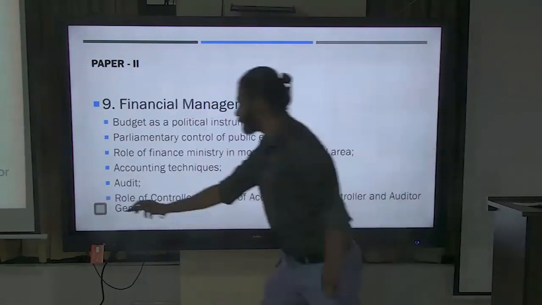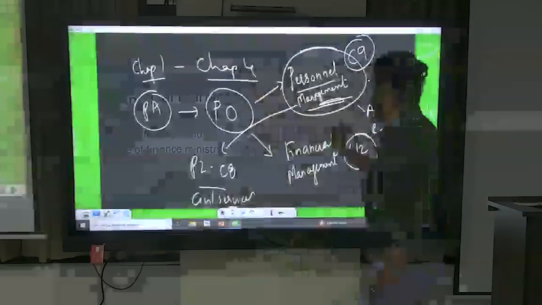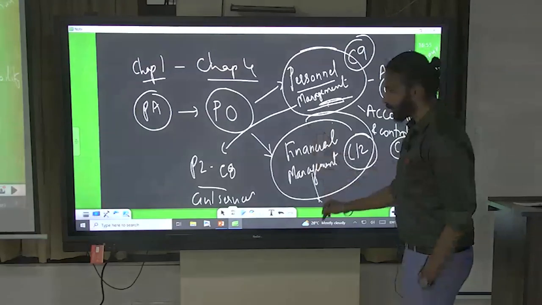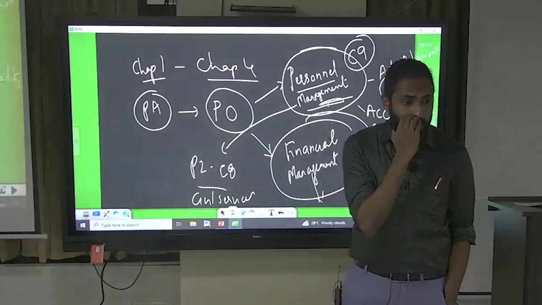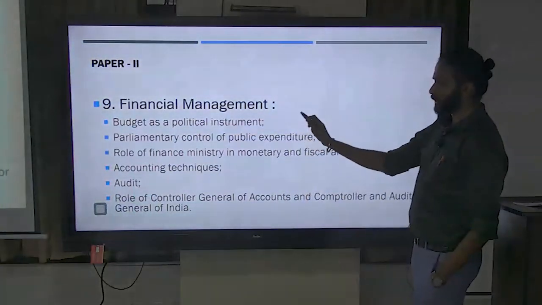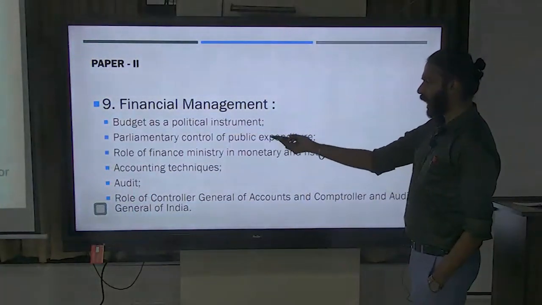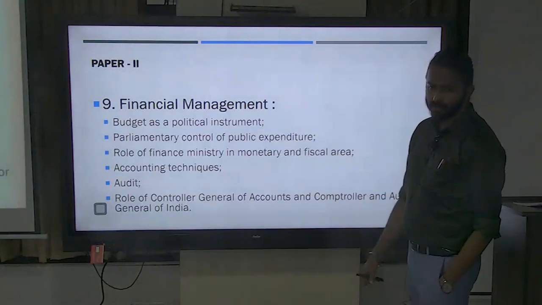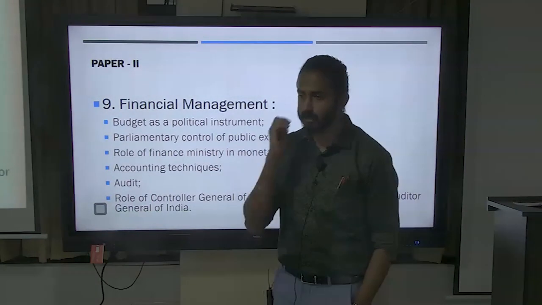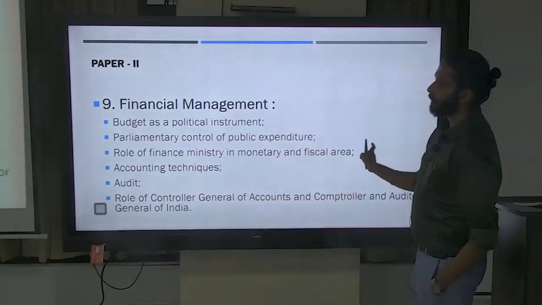Chapter 9, we will again connect here. We will study financial administration here and we will link it with India. India's financial management, that is Chapter 9. Financial management, budgeting, parliamentary procedures, accounting, auditing, CAG. What is CAG? Who is CAG? Comptroller and Auditor General. He audits things for the government. So his role, etc. is Chapter 9.